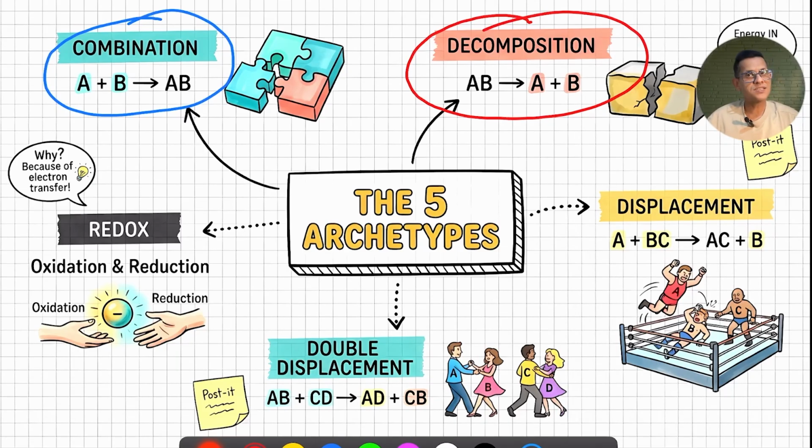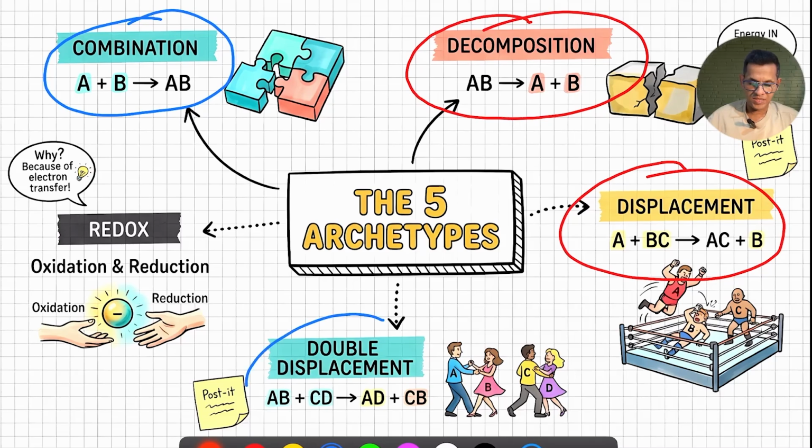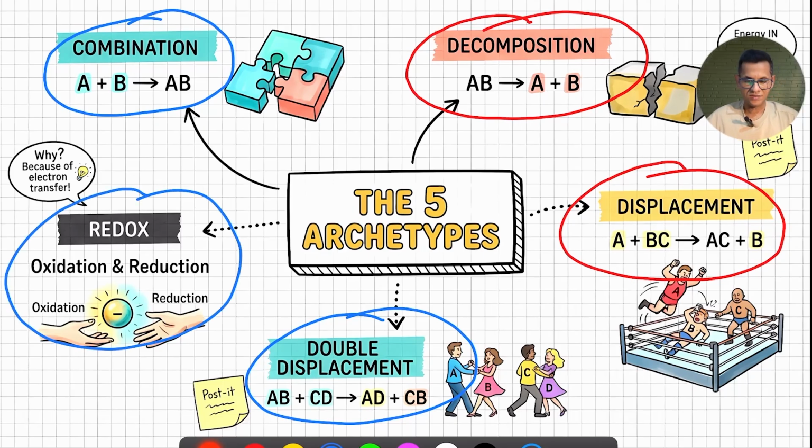Then the third category we are going to see is the displacement reaction. A displacement reaction is one in which a stronger or more reactive element replaces a less reactive element, which we'll see in detail again. The next category is called the double displacement reaction, which is like the partner exchange reaction. And the last category is the redox reaction.